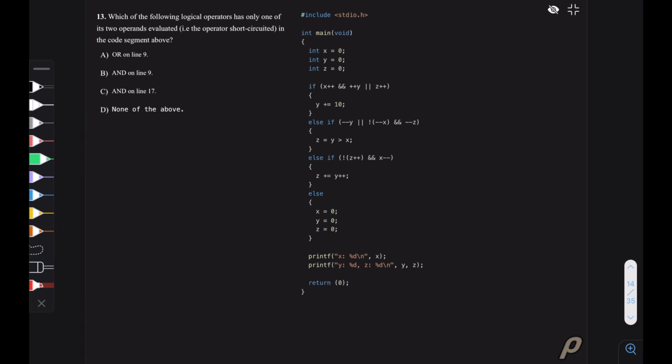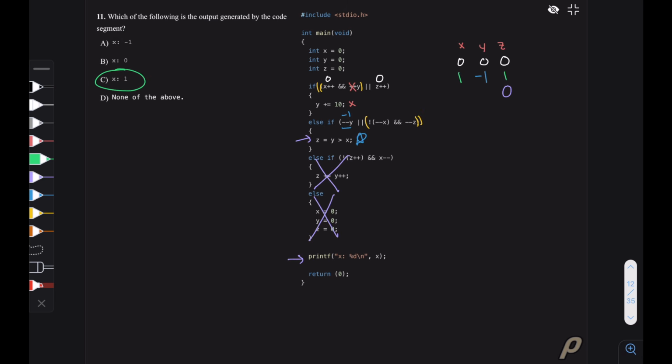Okay, question number 13. Which of the following logical operators has one of its two operands evaluated, the operator short-circuited in the code segment above? So basically we just have to see which one's short-circuited. So let's go back to question number 11, where we actually traced through this code. And you'll see here, let's write our line numbers just for reference. 9, that's 13, and then that's 17.